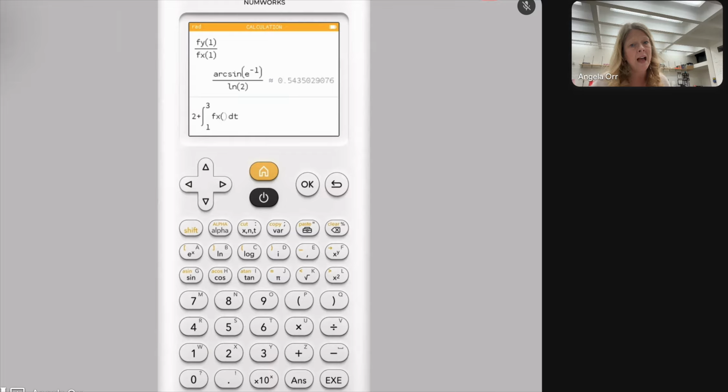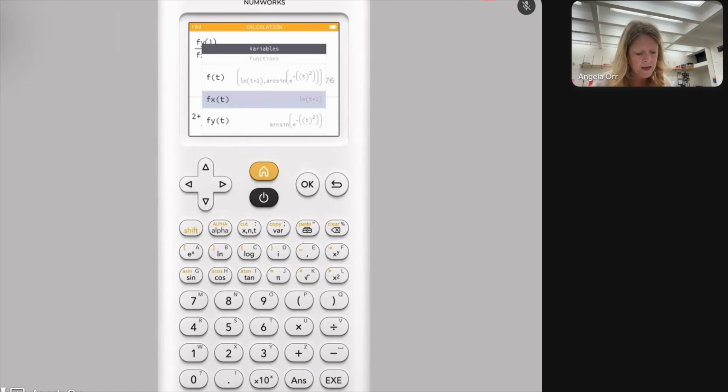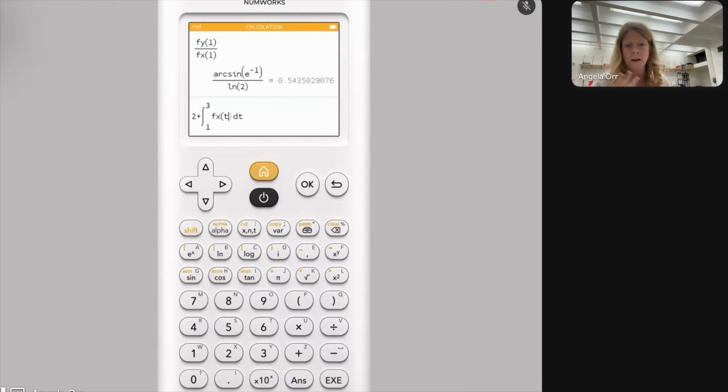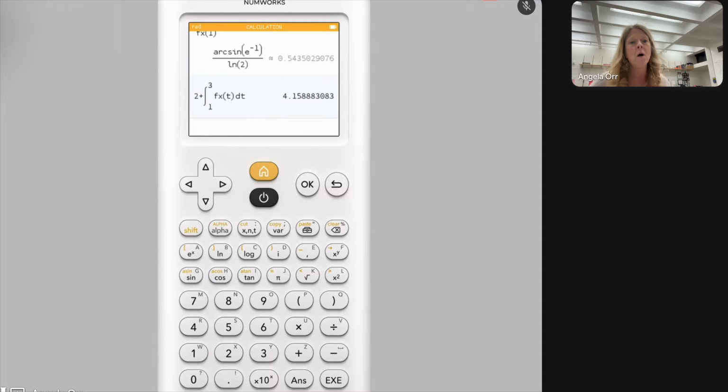Now I just want that as a function of t. So I hit my x, n, t. I hit the wrong button there. It will automatically pull up the variable t because I already chose the differential to be dt. If I hadn't done that first, I wouldn't have been able to select the t there. Now all I need to do is hit execute. And there we have it. So our x position at time 3 is 4.159.